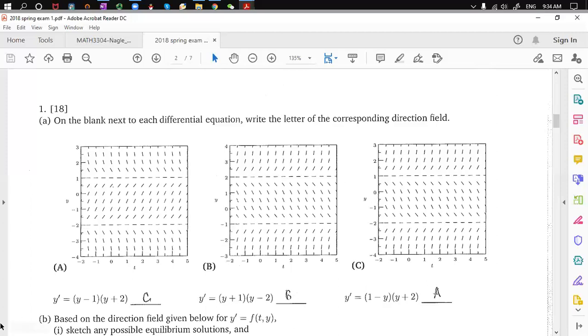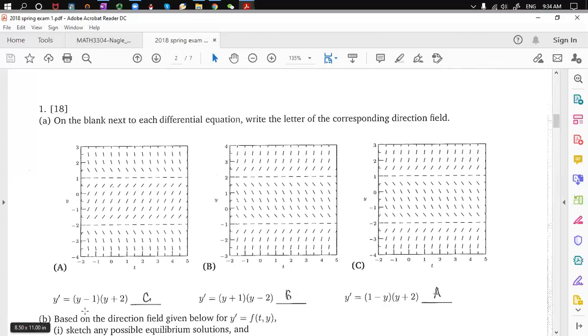So for example, how do you distinguish A and C? Well, for A and C, you can see, although these zeros are the same, the trend of the slope field is different. For example, in A, when y is between minus 2 and 1, the slope is positive. When y is between minus 2 and 1 in C, the slope is going to be negative.